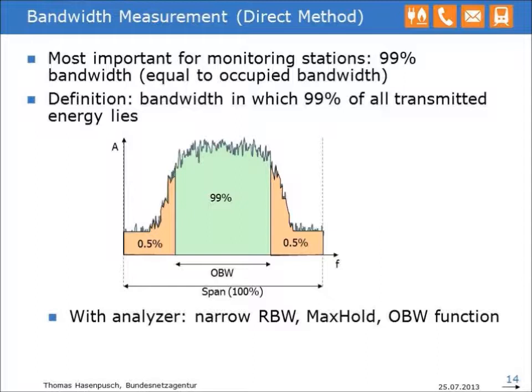And we can measure it by using a narrow resolution bandwidth. Max-hold function is allowed because the signal is noise-like in most cases. The digital signals are noise-like. Therefore, max-hold is allowed. And then we use the occupied bandwidth function that is implemented in almost all modern spectrum analyzers. So this works for pulsed and non-pulsed signals.